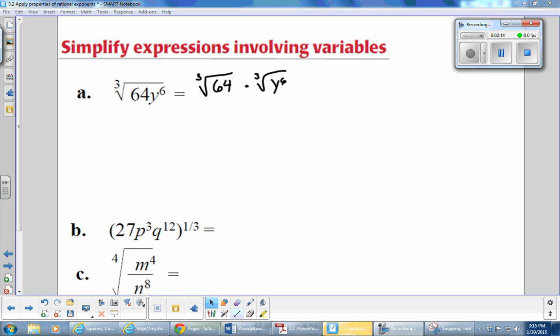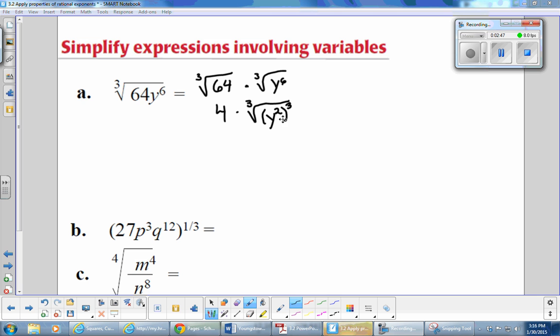Okay, there we go. It is 4, okay? Now, this over here, there are two ways to look at it. Some people like to look at it like this, where they say, okay, the cube root, and I'm going to rewrite y to the sixth power as y squared cubed, right? Because y squared cubed is y to the sixth power, because you multiply 3 times 2 and that gives you 6.